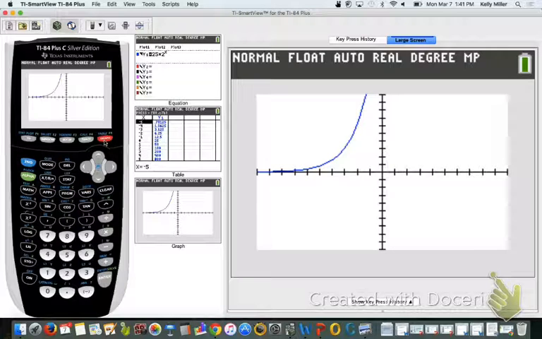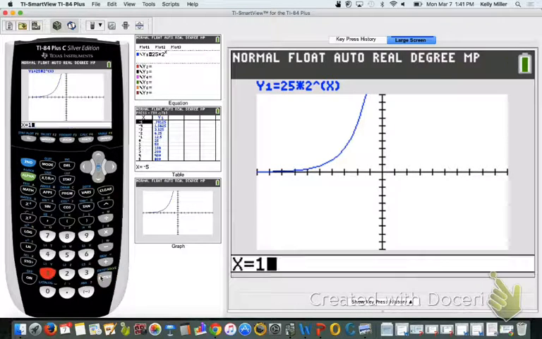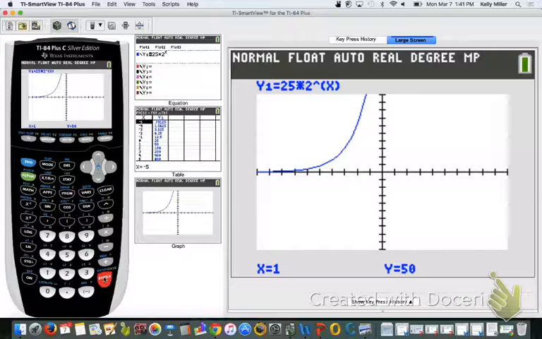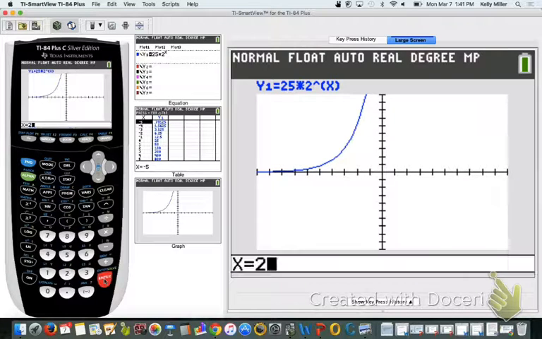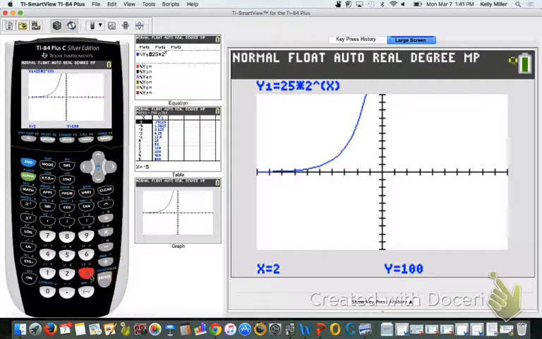Okay, let's hit the trace button and make sure our numbers that we had did work out. So let's trace 0, hit enter. Did we get 25? Yep. 1, enter. We get 50. 2, enter. 100. 3, enter, and so forth. Good. Okay. So, someone describe to me what an exponential graph looks like.